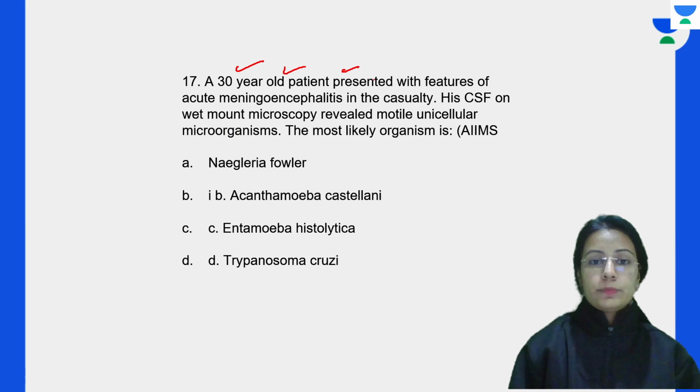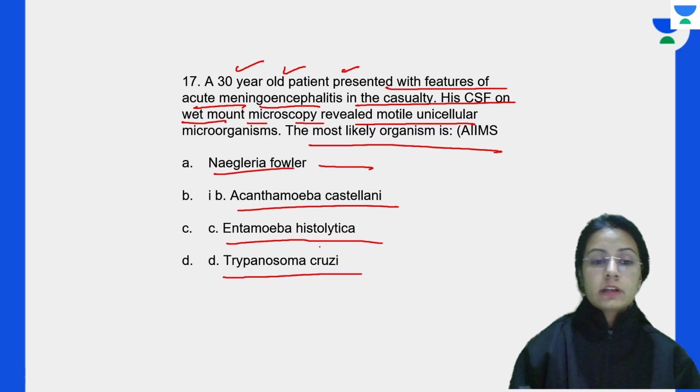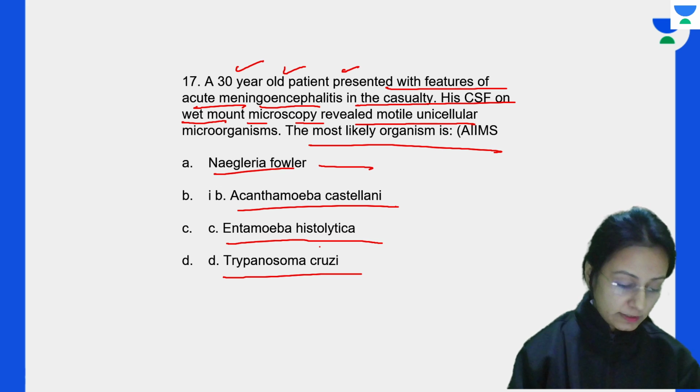A 30-year-old patient presented with the features of acute meningoencephalitis in the casualty. His CSF on wet mount microscopy reveals a motile unicellular microorganism. The most likely organism is Naegleria, Acanthamoeba, Entamoeba histolytica, or Trypanosoma cruzi.